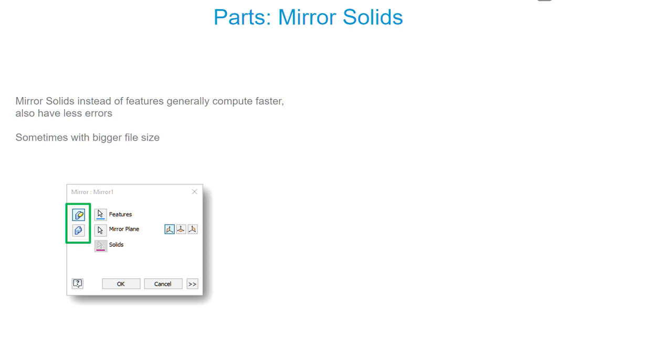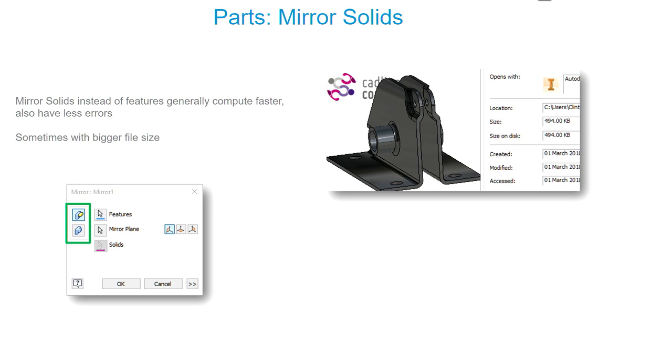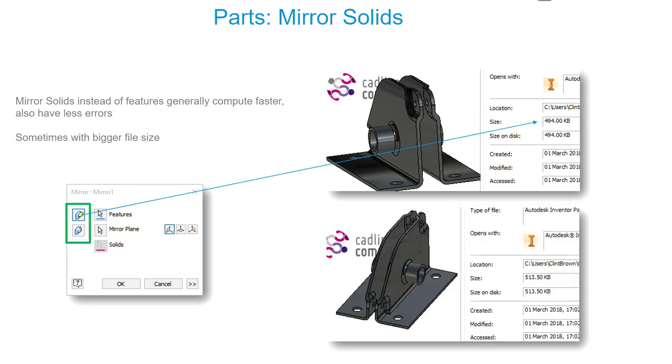And we had a bit of a discussion about this in the office, and I lost a bet. I said that if you did a mirror solids, absolutely 100% of the time, the file type would be smaller. I lost. In the example I chose, the file was actually bigger.